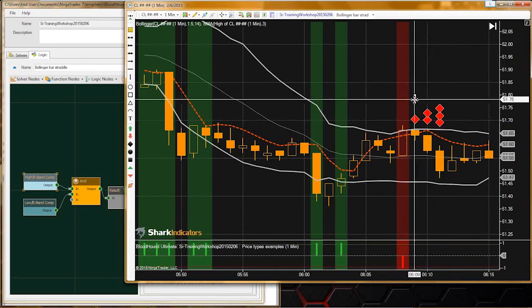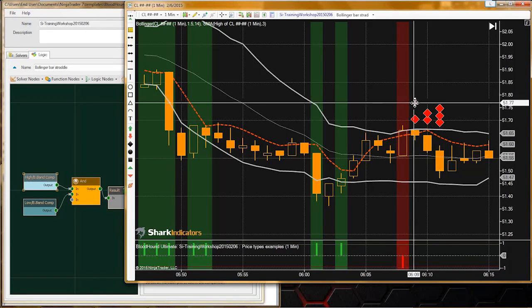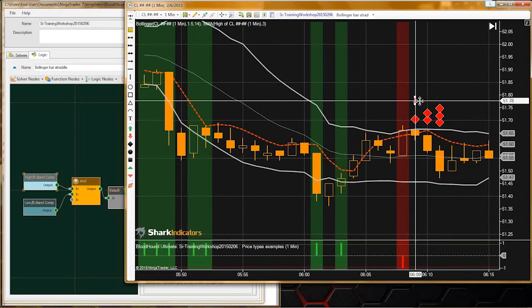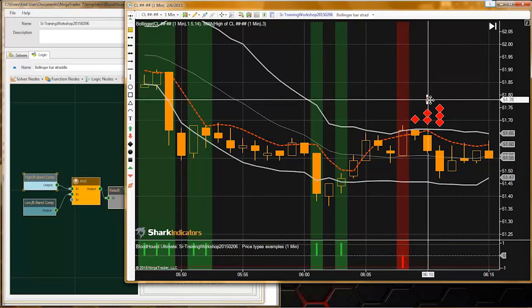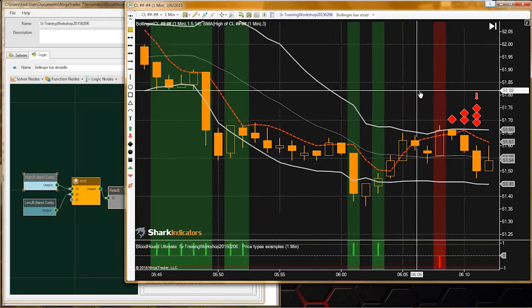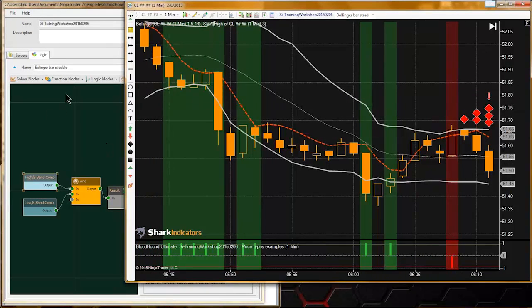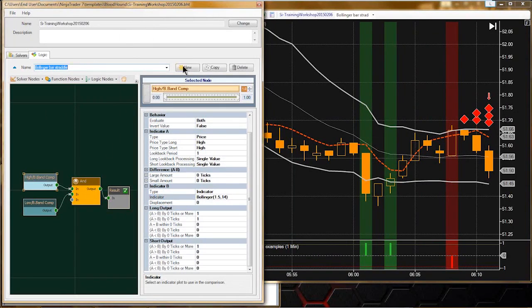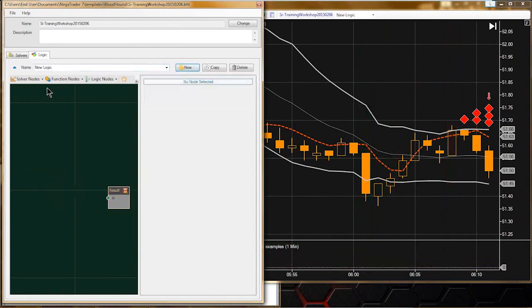So he wants to know, how do you make sure that condition 1 essentially happened 3 bars ago, condition 2 happened 1 bar ago, and then condition 3 is on the current bar here. So let me start a new logic template here.